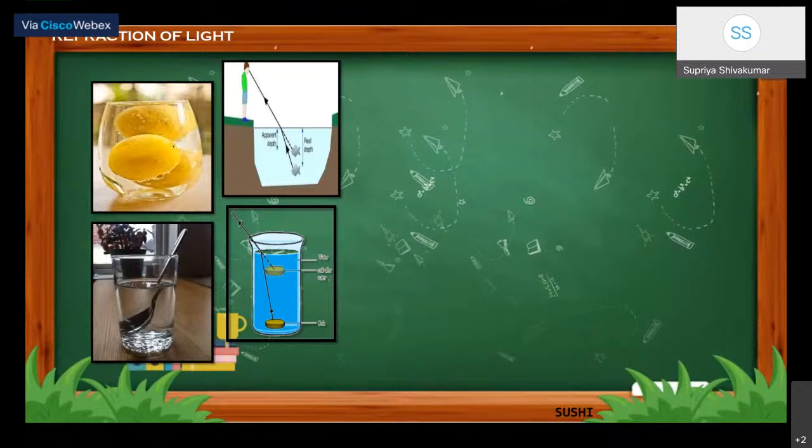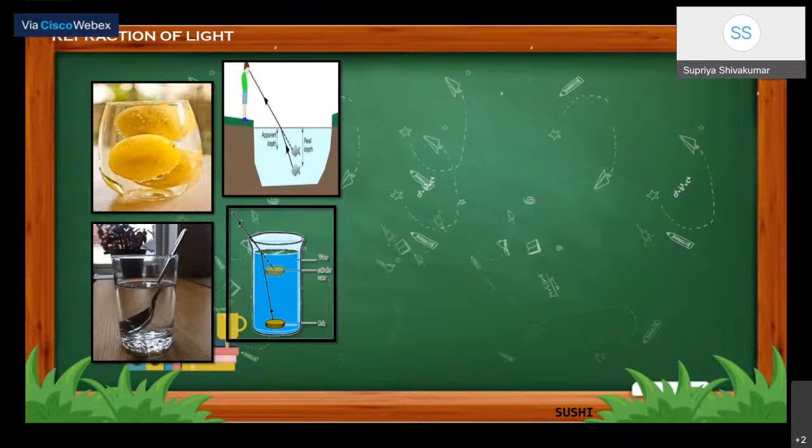You can see that there is an apparent depth and the real depth. There is a change in the depth. And also in the last example, you can see a coin immersed in water in a beaker. You see that there is a slight rise in the coin. So in all these examples, the reason for this is nothing but refraction of light.